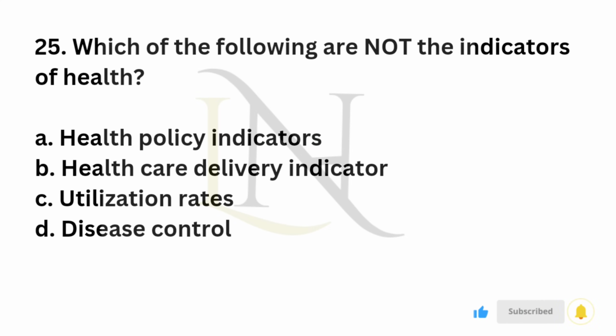Next MCQ. Which of the following are not the indicators of health? Option A, health policy indicators; option B, healthcare delivery indicators; option C, utilization rates; option D, disease control. Answer is option C, utilization rates. The remaining three answers are correct.